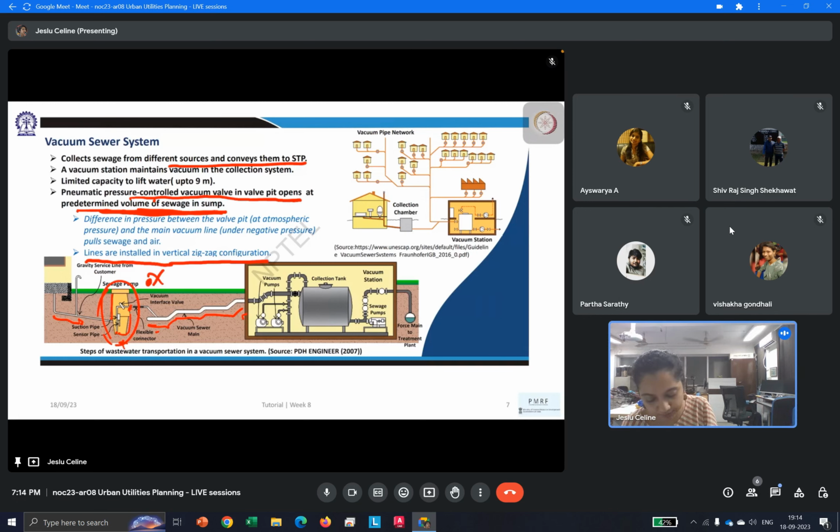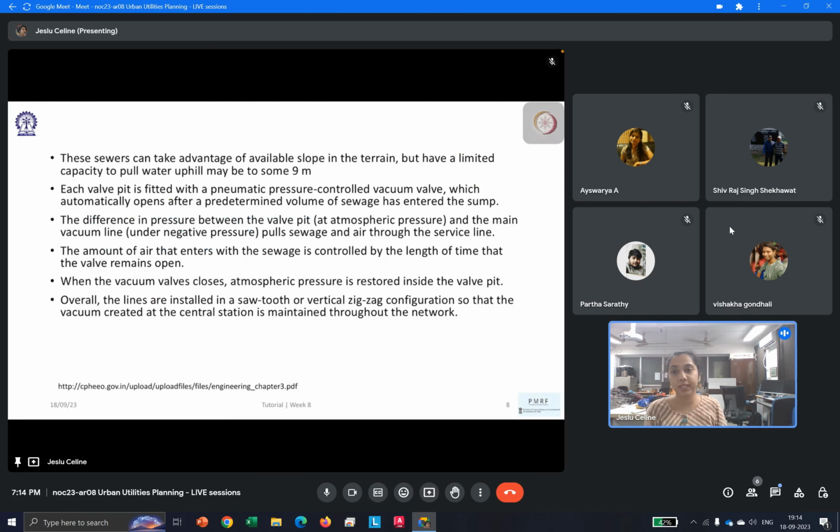And before that, we are saying that the difference in pressure between the valve pit, which is at atmospheric pressure, and the main vacuum valve, which is at high negative pressure, pulls the sewage and air. Now we'll see some more details which were not in the lecture. So this is some more addition.